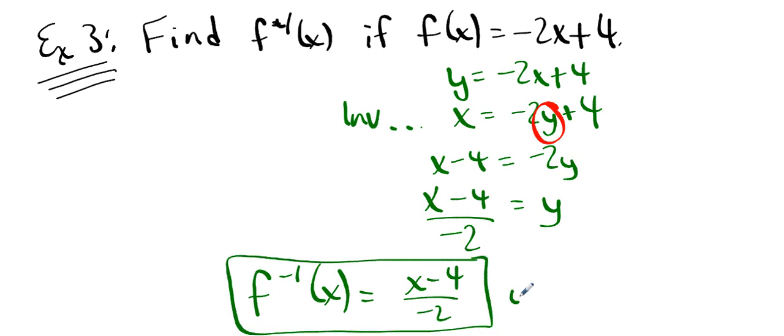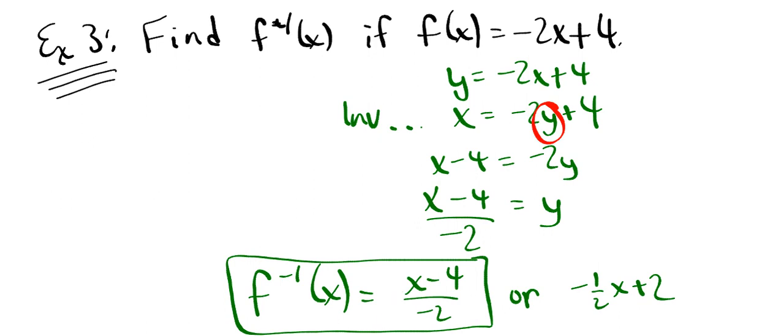The inverse function is this thing. Mr. Reuter, do I have to write this as -1/2 x plus 2? Well, you could, but you don't have to. You can leave it in this form unless you're asked for things in the form mx plus b. Nothing says you can't leave it like this.